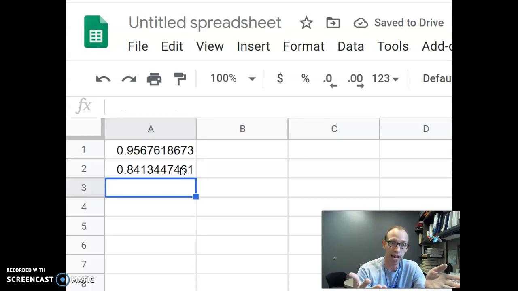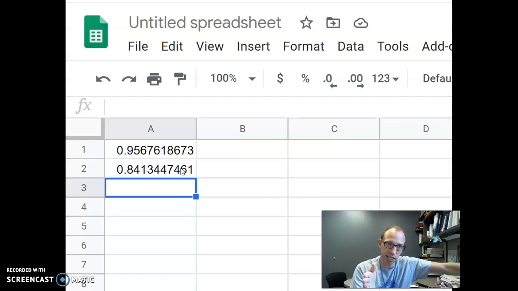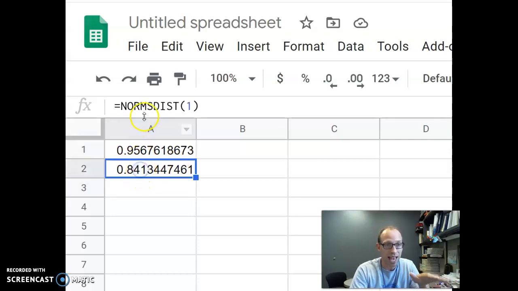Again, going back to that applet, remember that if you look at 1 standard deviation above the mean, and then take everything to the left of it, all the way even beyond 1 standard deviation below, you're picking up that left tail as well. That would be 84% of the standard normal distribution. So that's norm.s.dist, S for standard distribution.